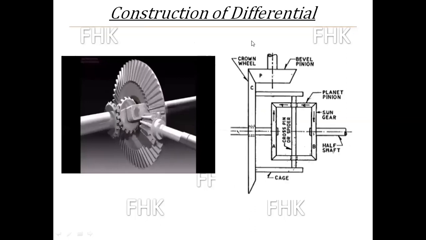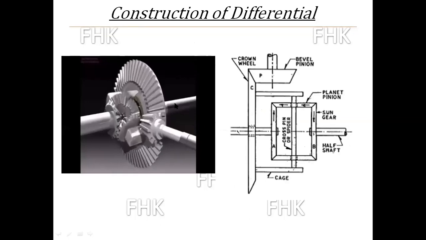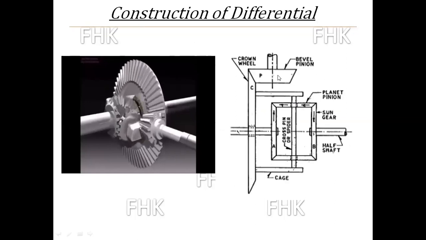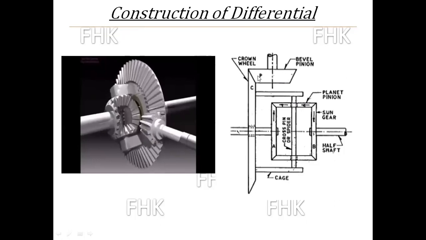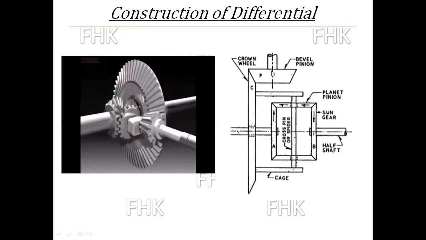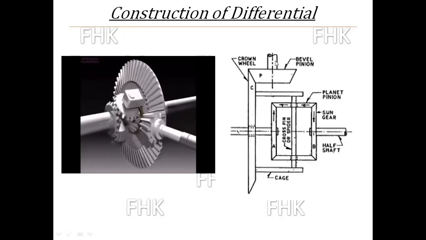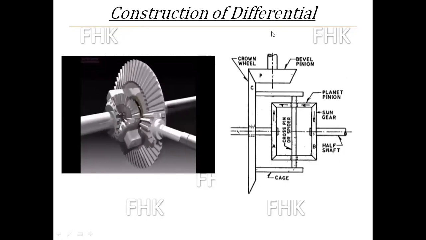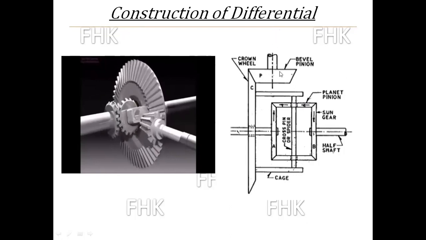Now see the construction of the differential unit, and how it gets different speeds for both wheels. Here you can see the bevel pinion denoted by P, which is getting power from the engine. This shaft on which the bevel gear is mounted is connected to the engine through the propeller shaft and gear assembly. This is the bevel pinion.